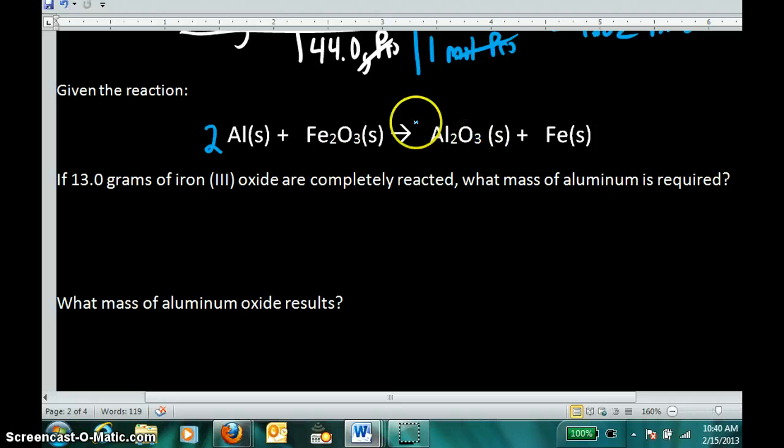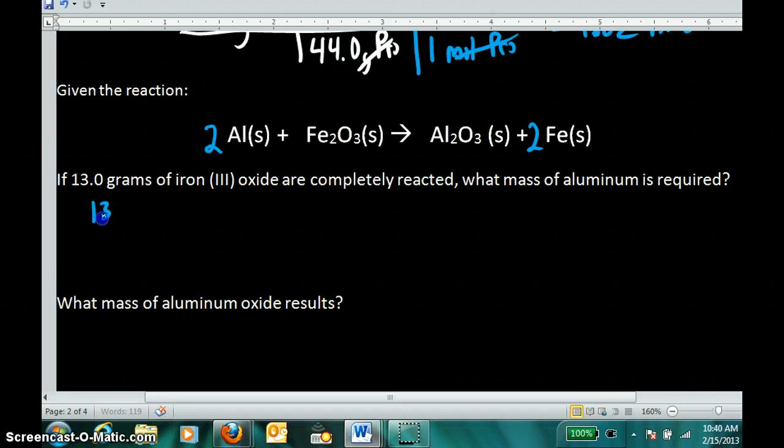Then the oxygen is balanced, I notice. We have 3 on each side. But since we start with 2 iron atoms, we have to end up with 2 iron atoms. This is a correctly balanced chemical equation. So I can now answer the question.